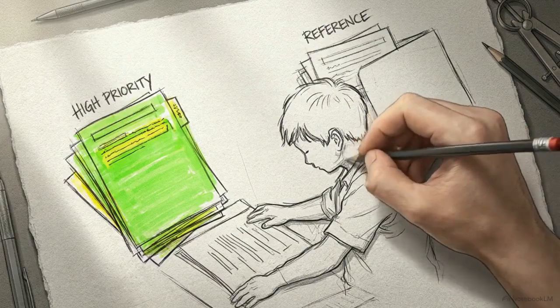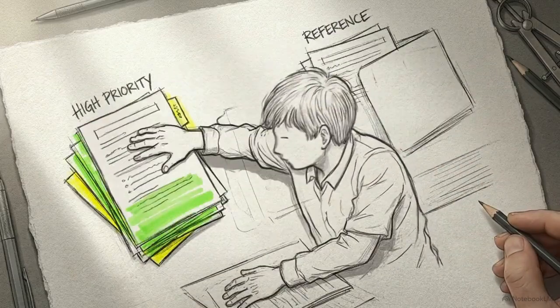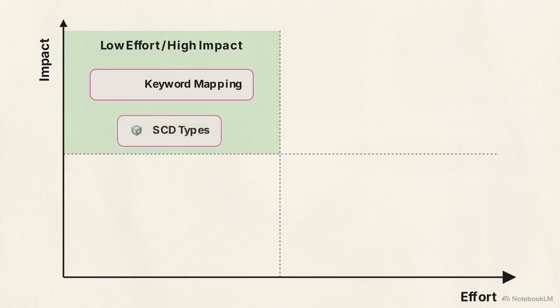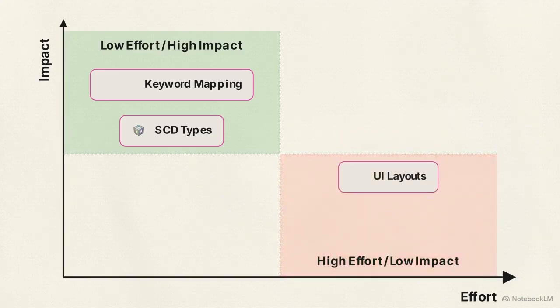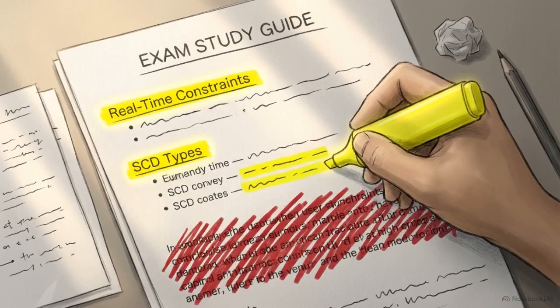With these architectural priorities established, you can now allocate your study time based on where it will generate the most points. This quadrant chart highlights the high-yield areas. Mapping specific requirements to tools and memorizing SCD types are low-effort tasks that guarantee points because their definitions are absolute. On the other hand, trying to memorize every menu in the UI or mastering deep Spark syntax represents a low return. These topics are time-consuming to learn and appear less frequently on the exam. Passing the DP-700 is about resource management, focusing on the high-impact rules and avoiding the high-effort traps.